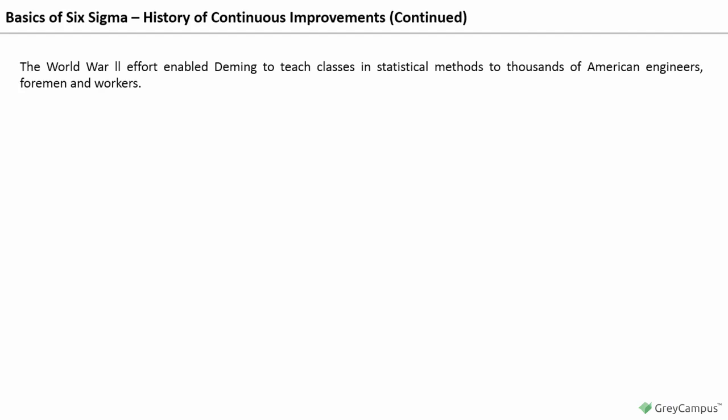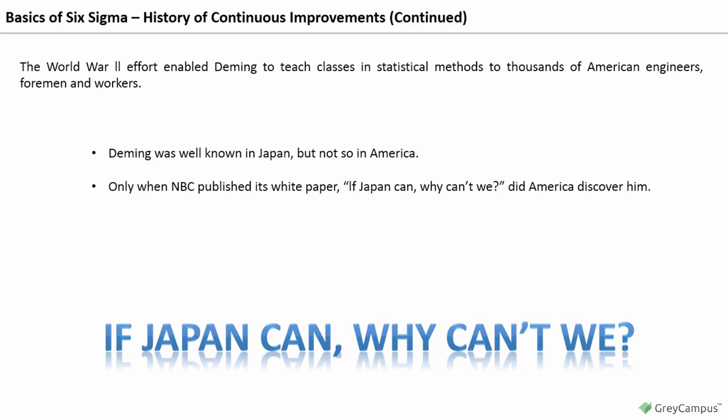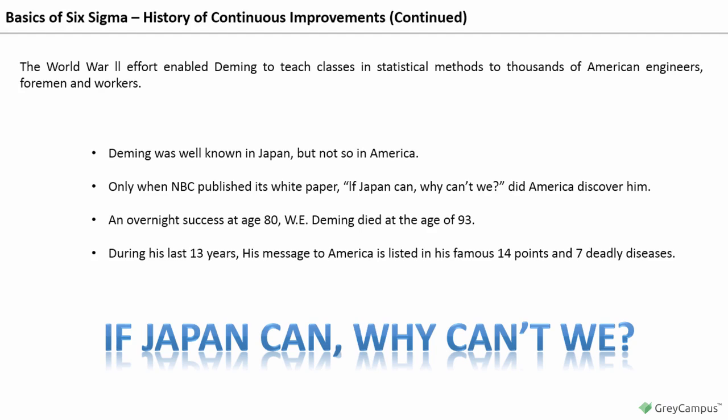JUSE named their ultimate quality prize after him. Deming would return to Japan on many other occasions to teach and consult. He was well known in Japan, but not so in America. Only when NBC published its white paper, If Japan Can, Why Can't We?, did America discover him. An overnight success at age 80, W. E. Deming died at the age of 93. During his last 13 years, Deming gave American industry a dose of strong medicine and quality. His message to America is listed in his famous 14 points and 7 deadly diseases.